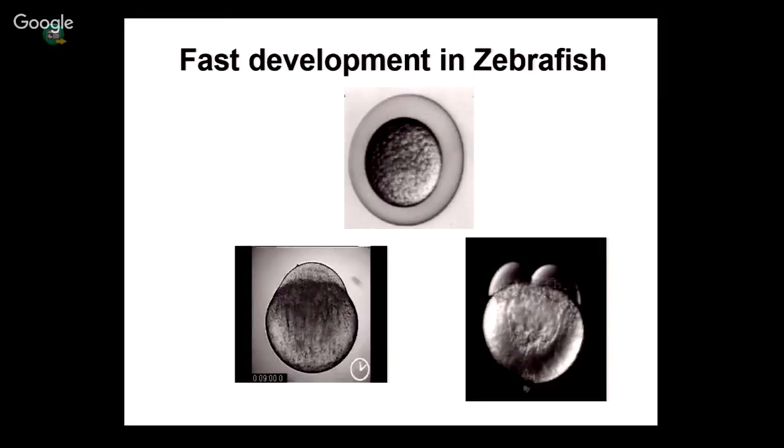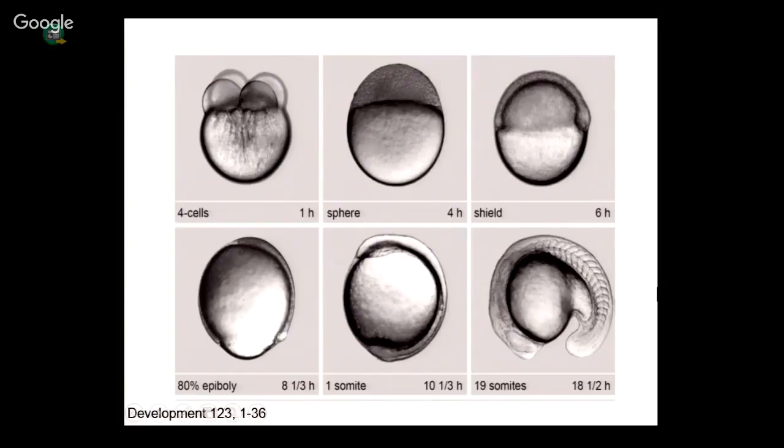The reason we use zebrafish is that the zebrafish embryo is very transparent, so we can observe cell signaling in vivo in real time. That's why we use zebrafish. This is an egg of the zebrafish embryo. In addition to the transparency, the development of the zebrafish embryo is very fast. In 18 hours, it's pretty much like a small little fish.